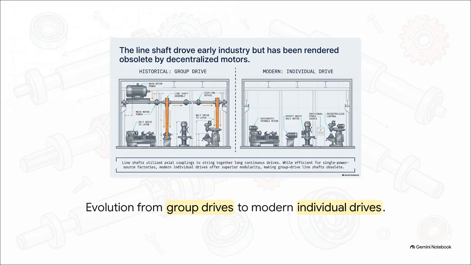Historically, factories relied on group drives. Picture a massive, continuous line shaft running across the ceiling, driving an entire factory floor from one single motor using a crazy network of belts. But today, modern engineering has completely shifted to individual drives. Having decentralized motors on every single machine offers way better control, safety, and modularity. Those old line shafts are pretty much obsolete.